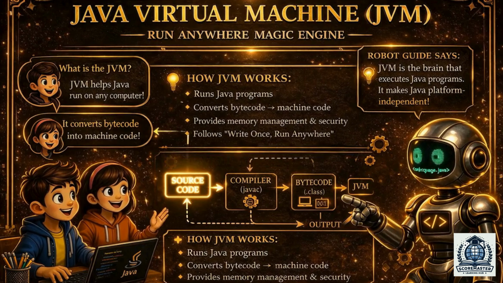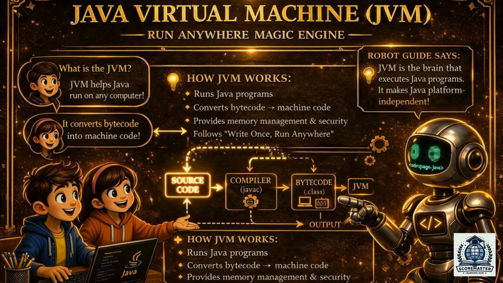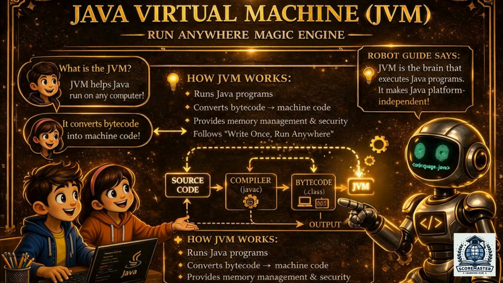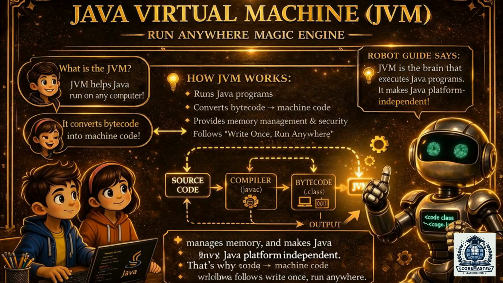JVM is the engine that runs Java programs. It converts bytecode into machine code, manages memory, and makes Java platform-independent. That's why Java follows write once, run anywhere.